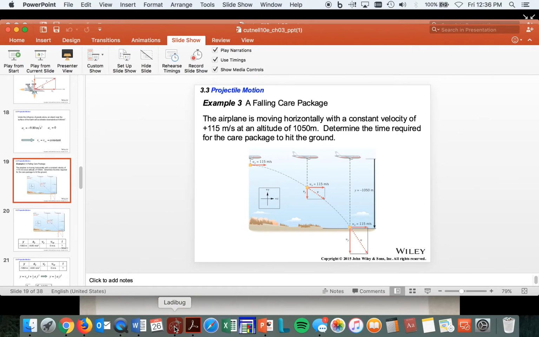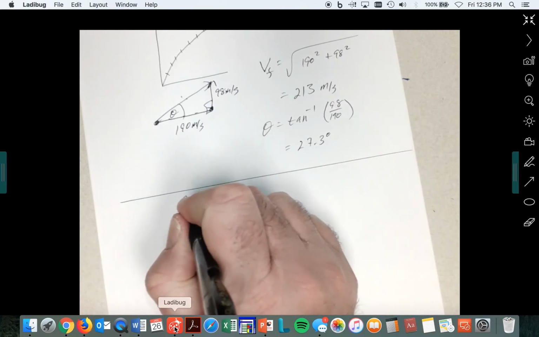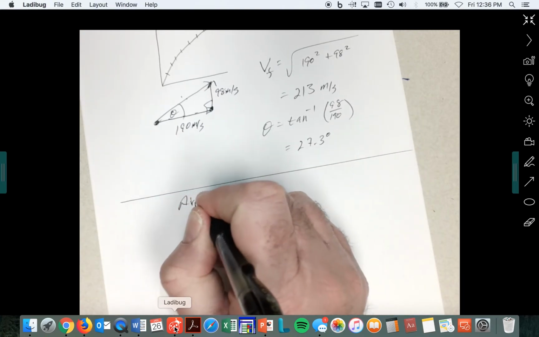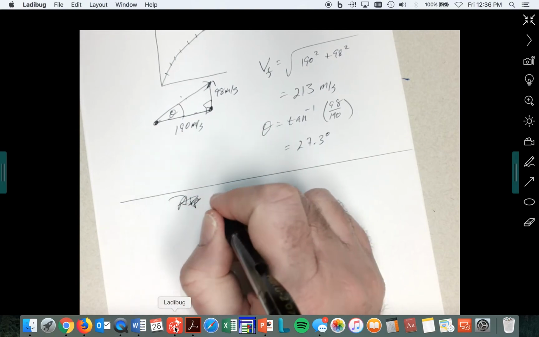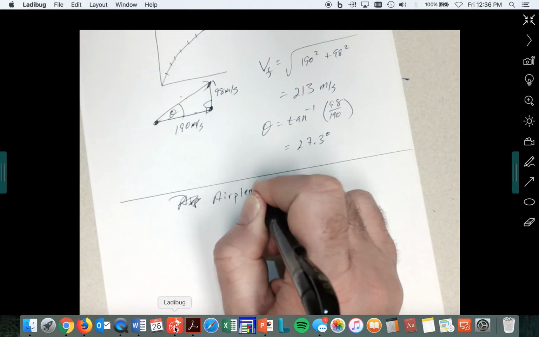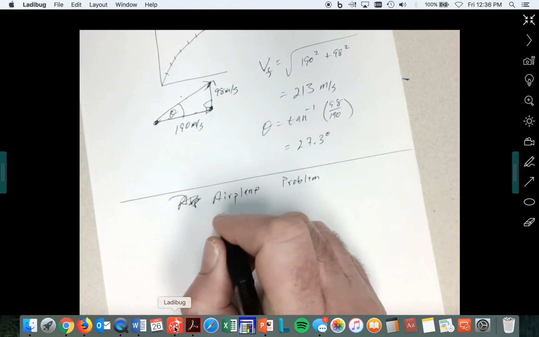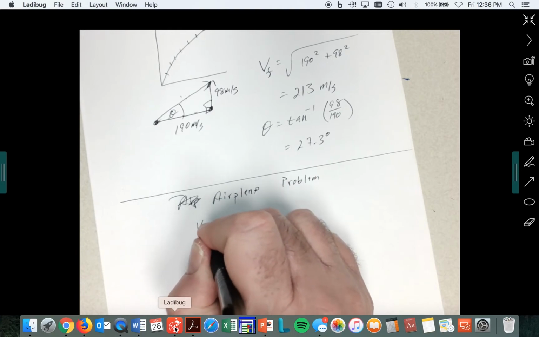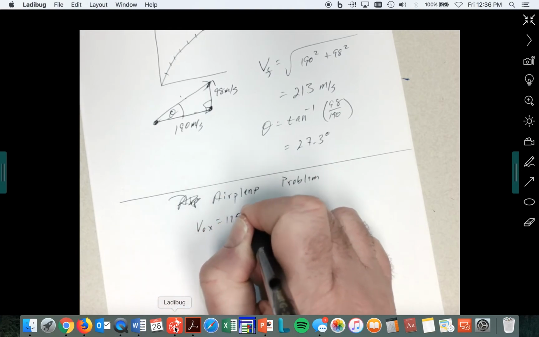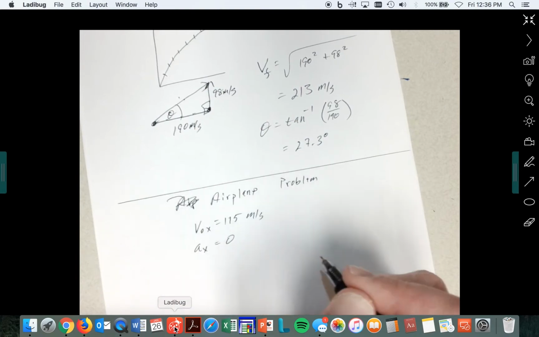We're going to calculate for the airplane problem. Airplane. A-plane. Talking like my 2-year-old granddaughter. A-plane. All right, airplane problem.